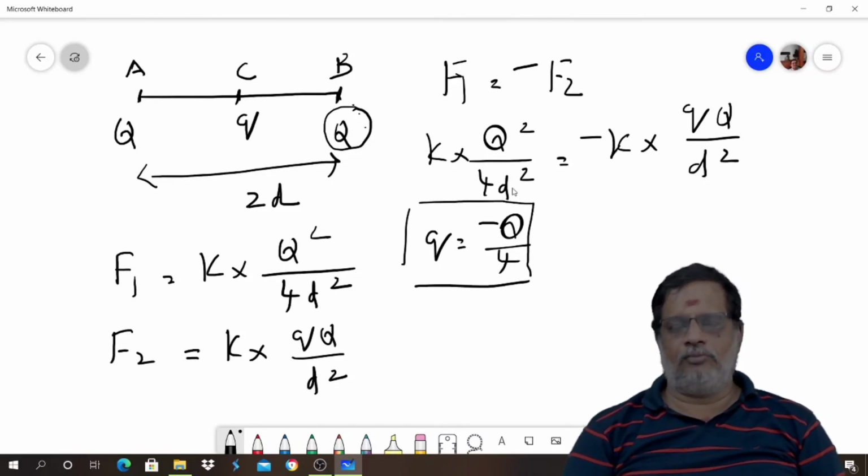So we now have the conditions for the equilibrium of the system. For the equilibrium of the middle charge, the two end charges should be equal and similar, and for the equilibrium of the end charge, the middle charge should be equal to minus q by 4, where q is one of the end charges.